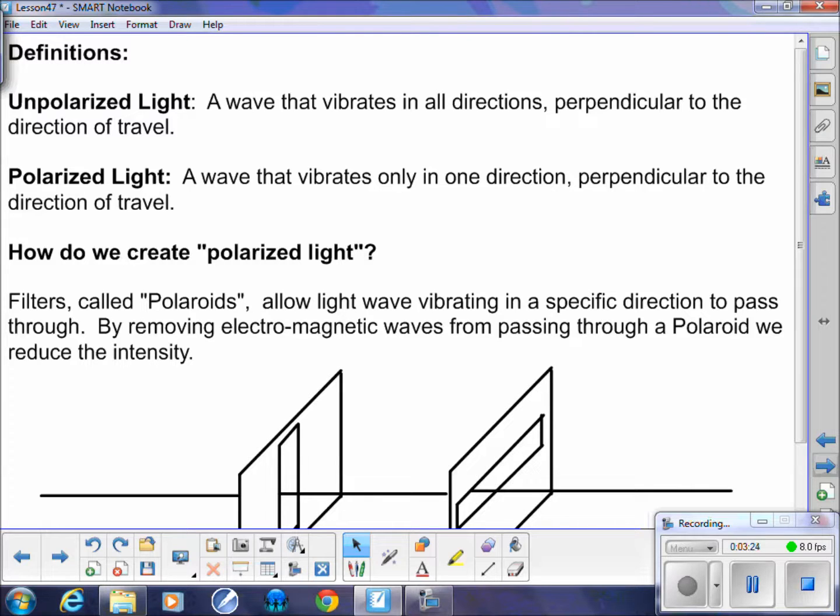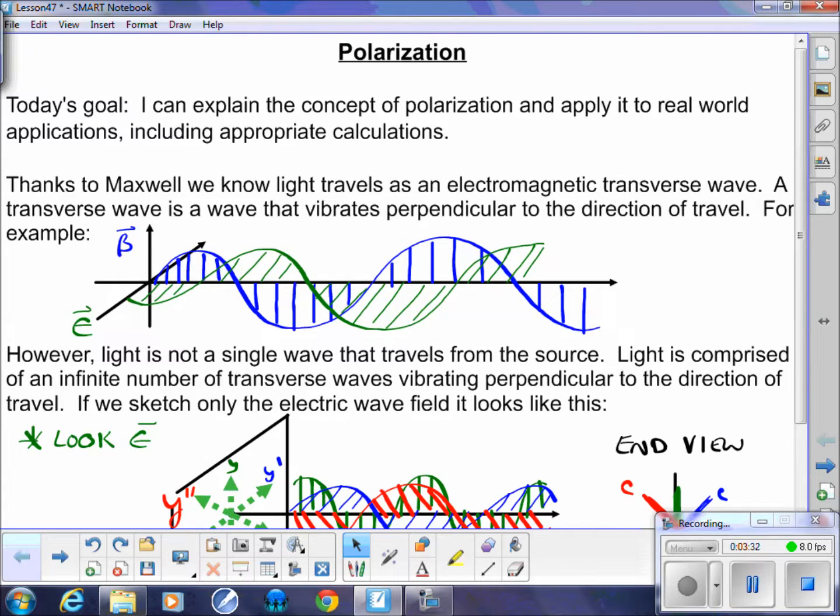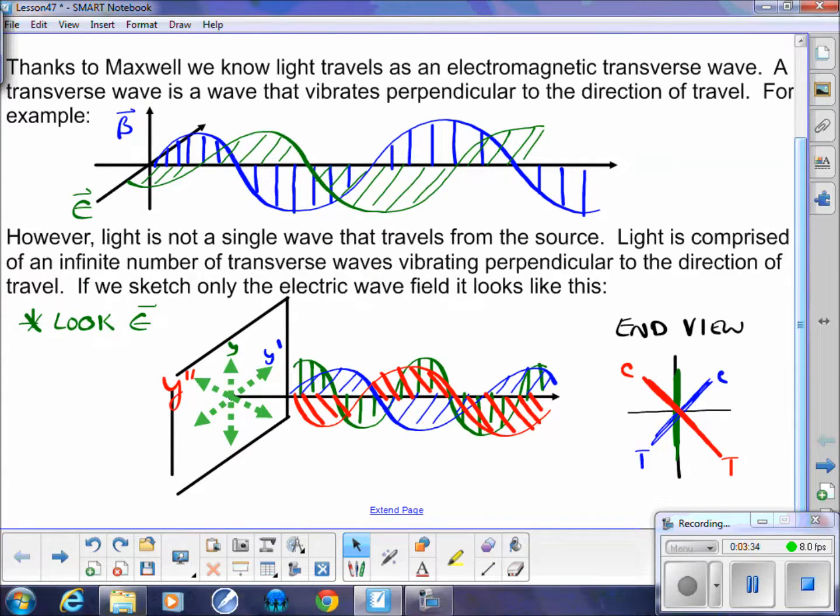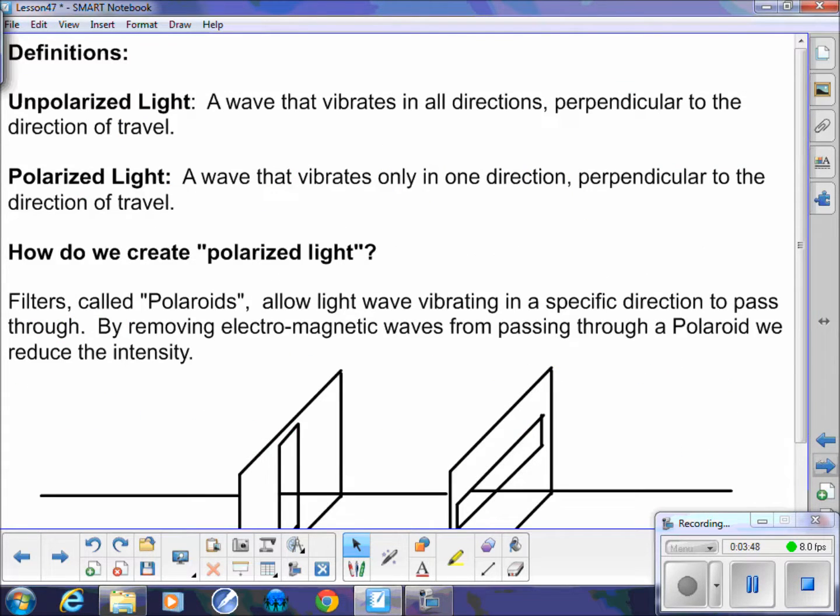So a couple of definitions here as we move through. First one is unpolarized light. That's waves that vibrate in all directions. This is really an example in this previous slide here. This is an example of unpolarized light. Unpolarized light: the white light waves are vibrating in all planes perpendicular to their direction of travel. Polarized light is a wave that vibrates in only one direction. One direction means that it is in a single plane, still perpendicular to the direction of travel.